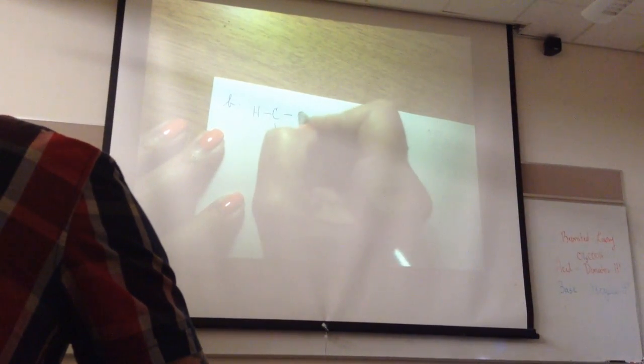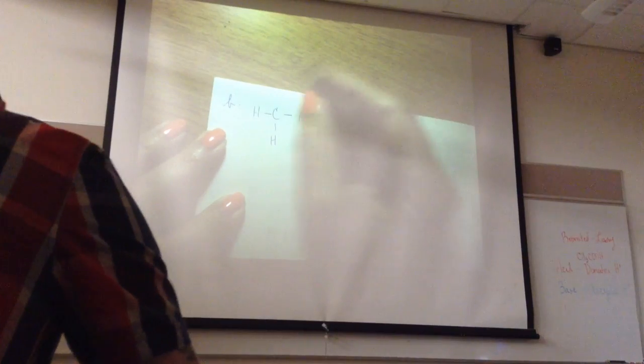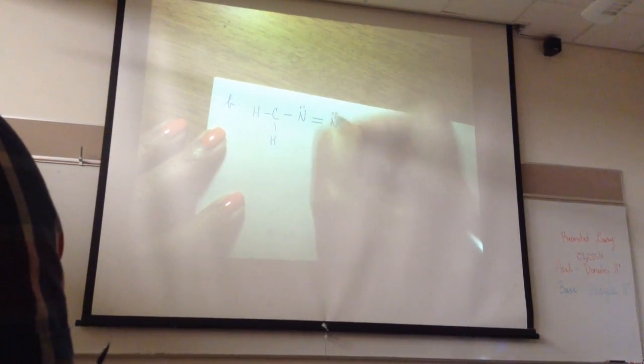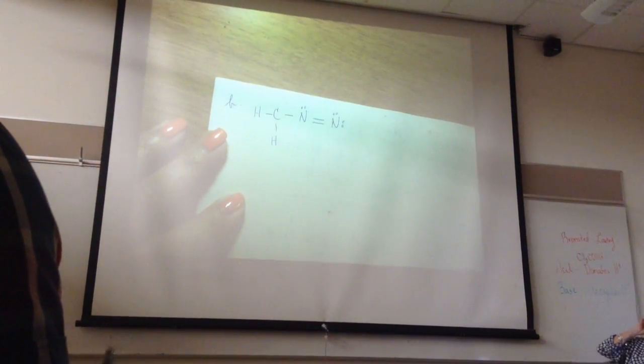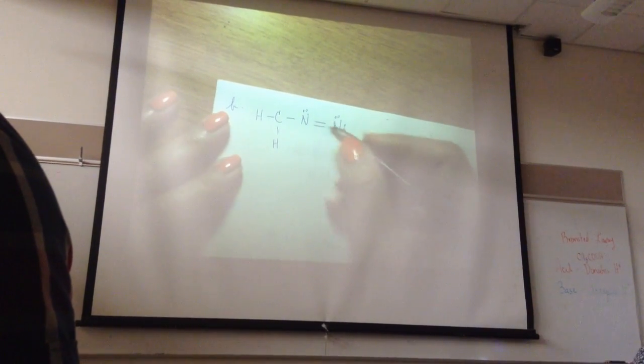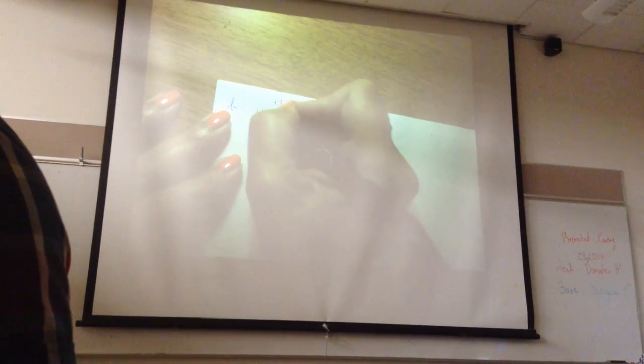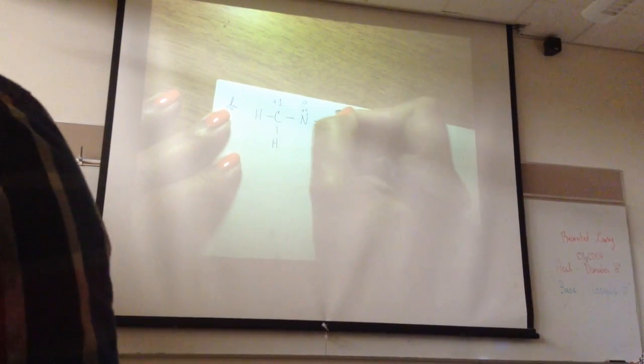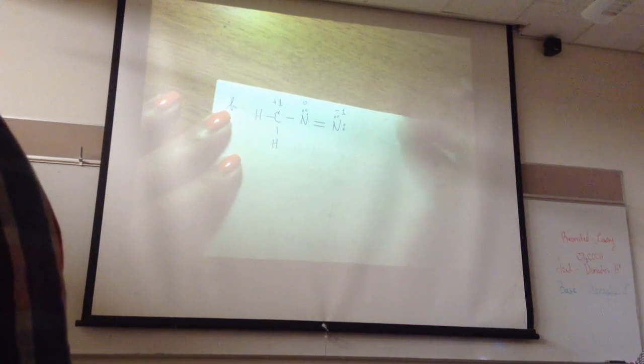All right, let's take a look at letter B. In letter B, I have a C, a hydrogen, a hydrogen, a nitrogen with a double bond, and we have dot dot and dot dot. All we want to do is put charges, and the charges are what? Well, the carbon is a +1, the nitrogen is a 0, and this guy is a -1, yeah?